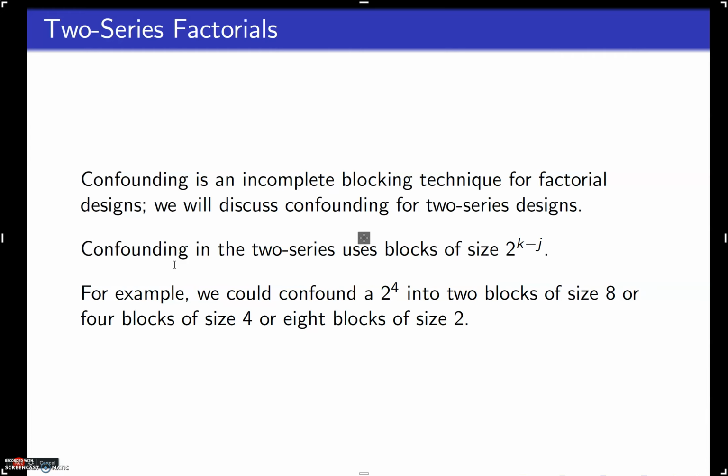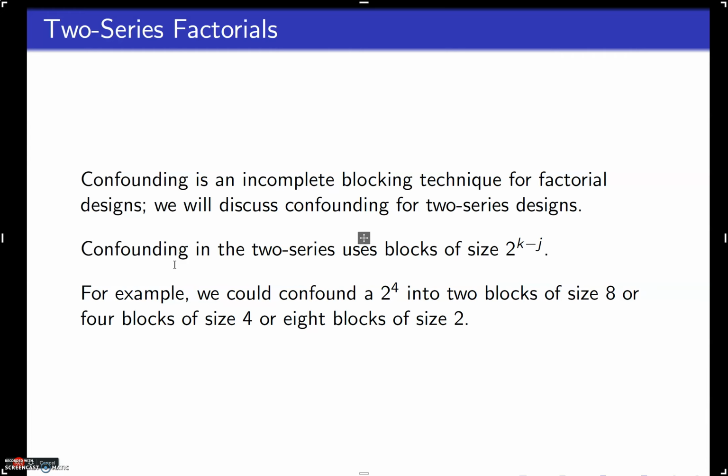So we call this confounding. Confounding is an incomplete blocking technique almost all the time for 2 to the k type designs, maybe 3 to the k. You may see that in the literature as well. We're going to discuss specifically just the confounding for 2 series, 2 to the k designs.